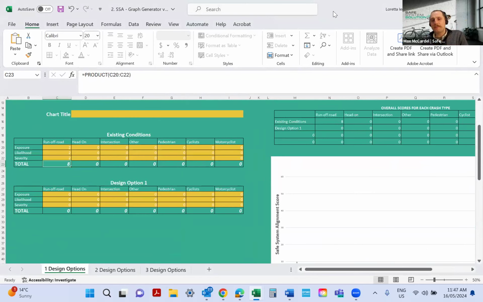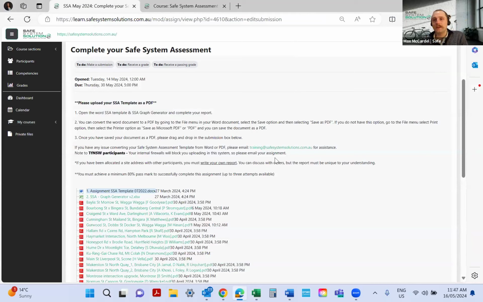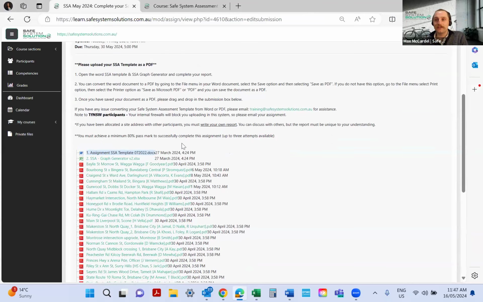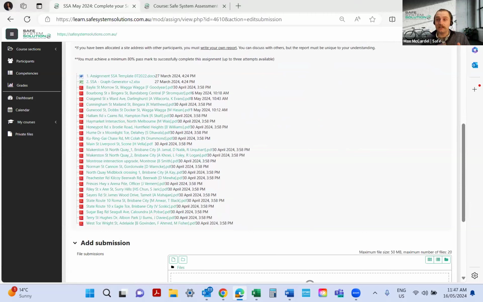In terms of time spent on this assignment, I'm thinking that a couple of hours in total should be good. We don't want lots and lots of paragraphs of information, because what we're going to be assessing you on is your ability to classify things in their correct category of exposure, likelihood, and severity, and recommending treatments that would either be primary or supporting. Do you want to open up a random design there as well, Loretta?